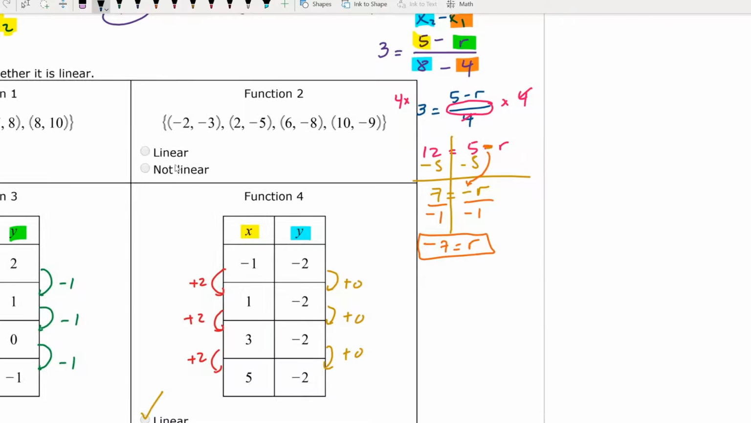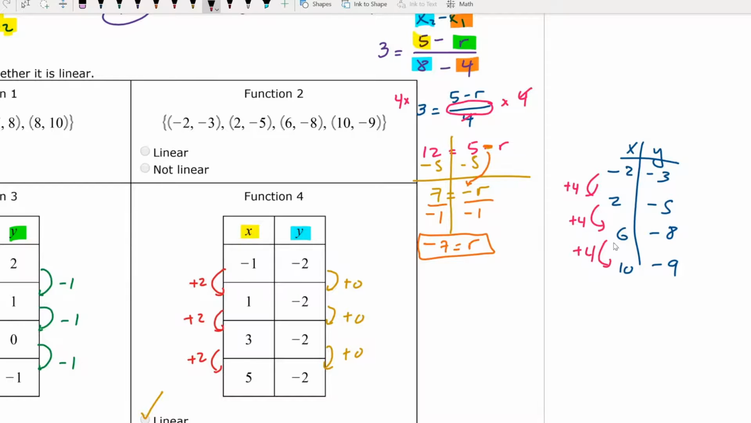Now function number 2, we're going to do an x and y value table. More likely this one is going to be not a function. -2, -3, 2, -5, 6, -8, 10, -9. -2 goes to 2, you add 4. 2 goes to 6, you add 4, and 6 goes to 10, you add 4.